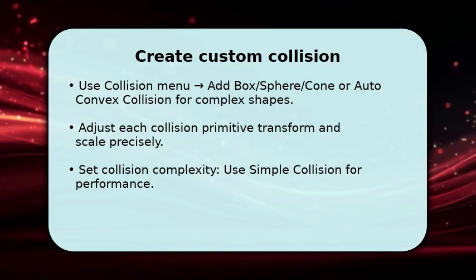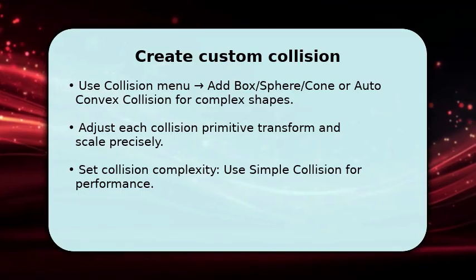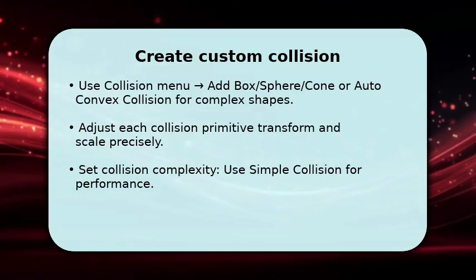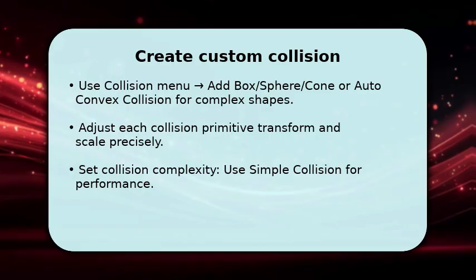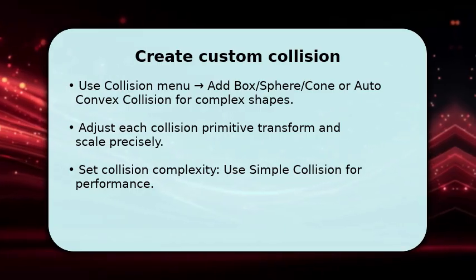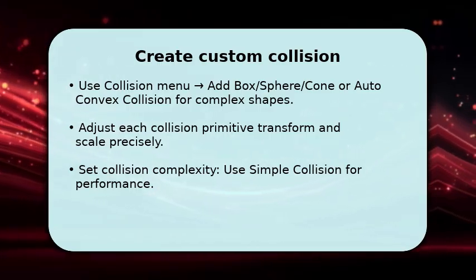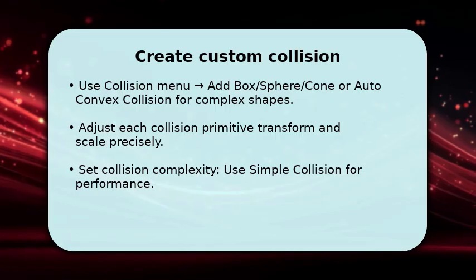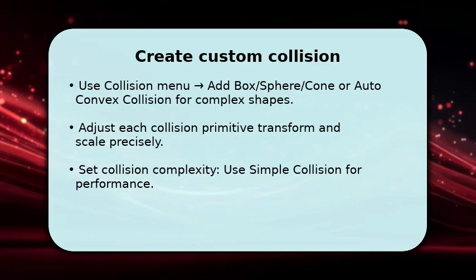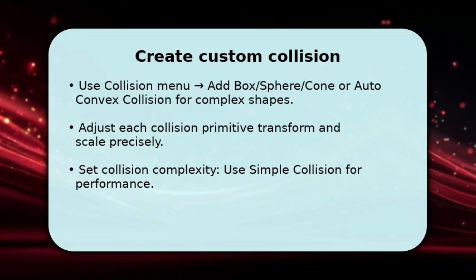Now you create the collision that will dictate physics and hits. Choose Collision > Add Box or Add Sphere for simple shapes, or Collision > Auto Convex Collision if you need multiple convex pieces. Auto Convex is the one controlled method for complex meshes.